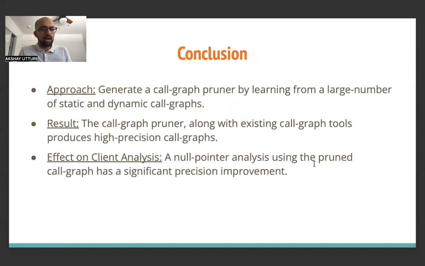To sum up our approach, we generate a call graph pruner by applying machine learning on a large number of static and dynamic call graphs. And as a result, we generate this call graph pruner, which, along with an existing call graph construction tool, can produce high precision call graphs. And a null pointer analysis that uses this pruned call graph has a significant precision improvement.